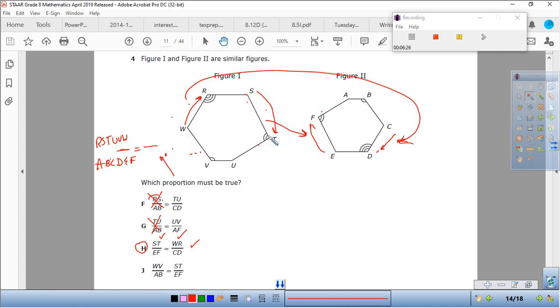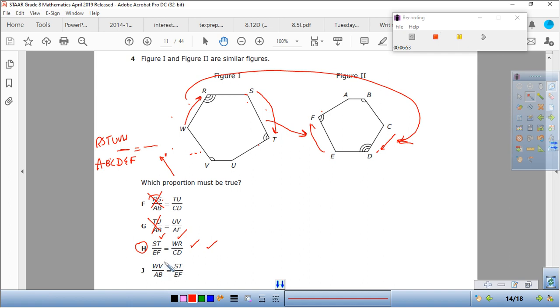ST from the 3 to 2. Okay. From the 3 to 2, E to F. Checks out again. WR, from the 1 to 3. And it's going from this one to R and C to D. I think it looks good.